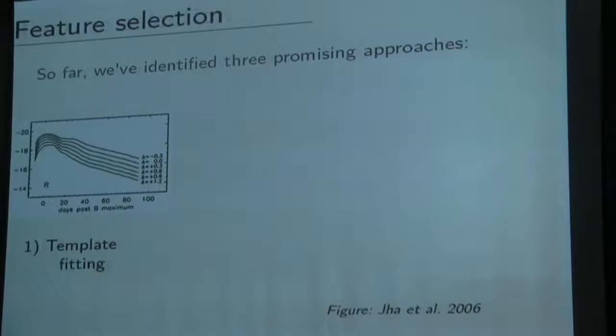So we spent a lot of time trying to figure out, given these light curves in different filters, how do we extract features that a machine learning algorithm can understand? The first obvious one is to do what's the industry standard, which is template fitting. I'll go through this a bit later, but basically these are models built on empirical data. So we know what supernovae look like, we can build a model for a 1a, and use those parameters as features.